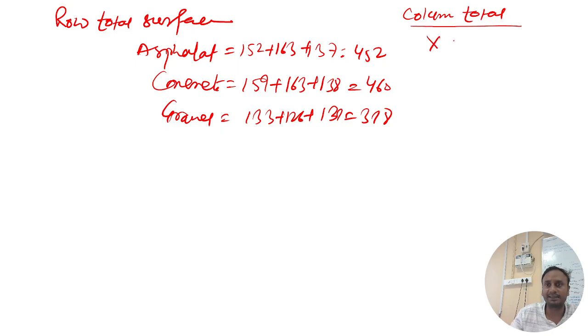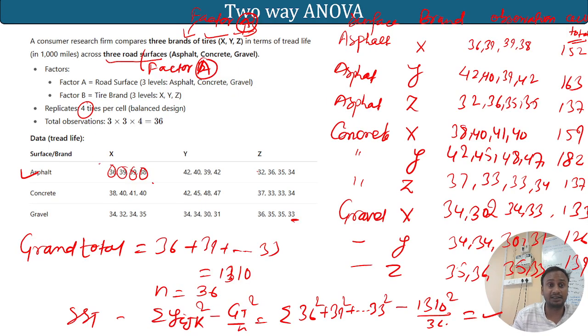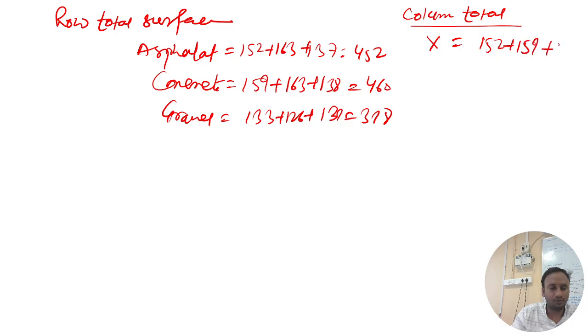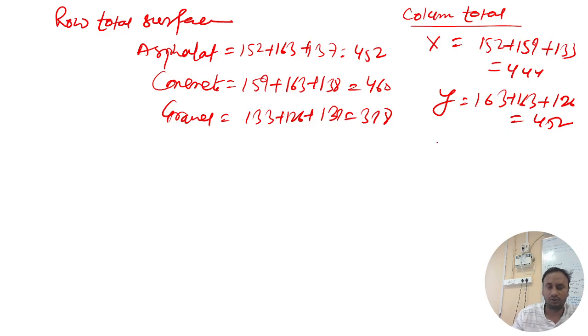How will we do it? X, we can see this X, this X, this X: 152, then 159, then 133. It's 444 that will come. Y similar way, 163 plus 126, it's 452. Z: 137 plus 138 plus 139.